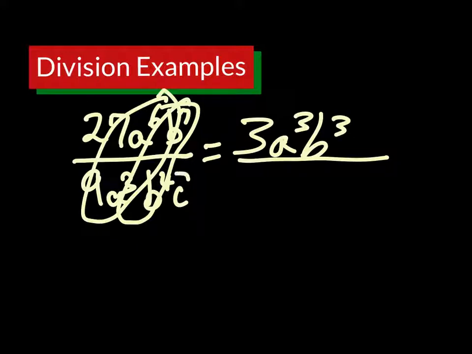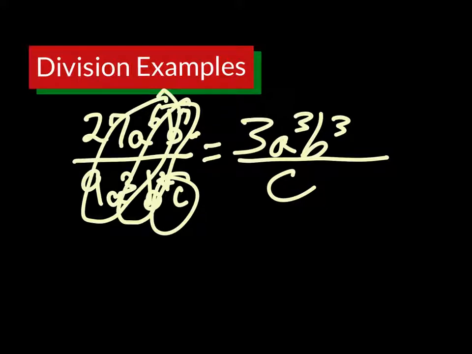Now, what about c? I don't have a c in the numerator of the fraction. There's no c up top here. So I have no common value to divide it into, so I'm going to have to leave it here in the denominator. Therefore, my final answer is 3a cubed b cubed over c.